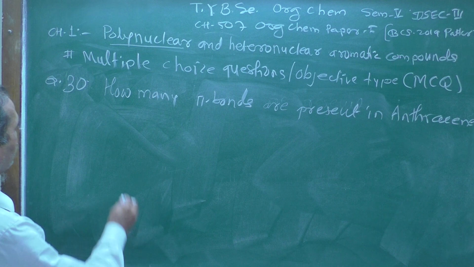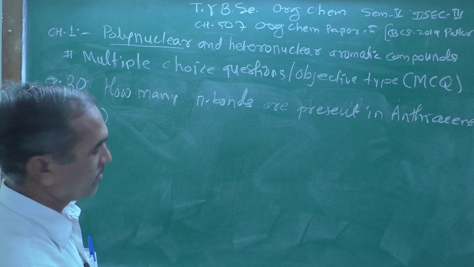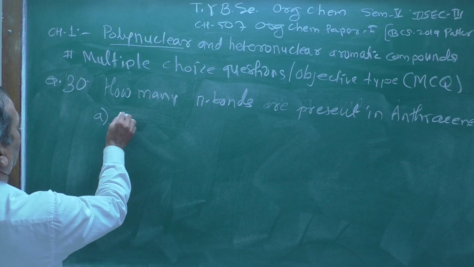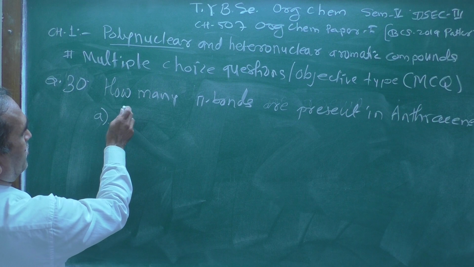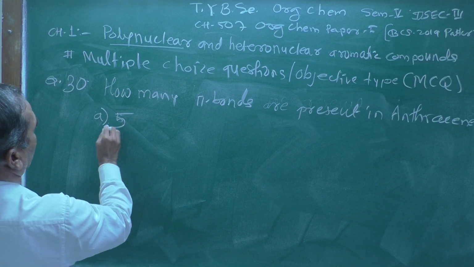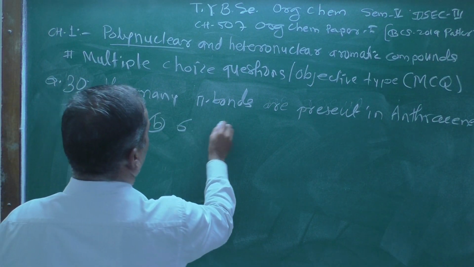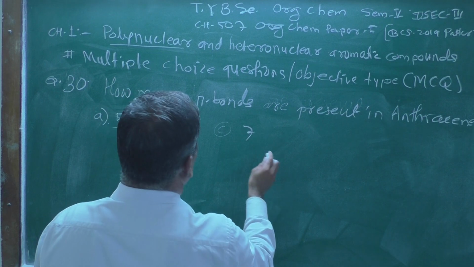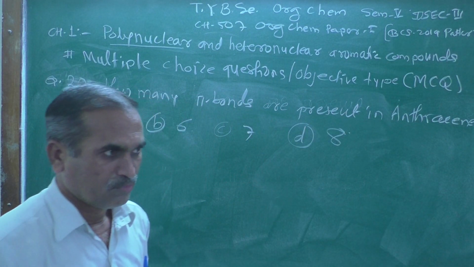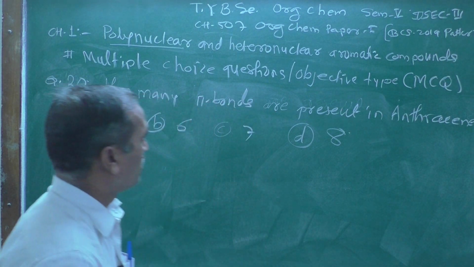Now once again see the options here. A is 5, B 6, C 7 and D would be 8. What do you think, which would be the correct answer?